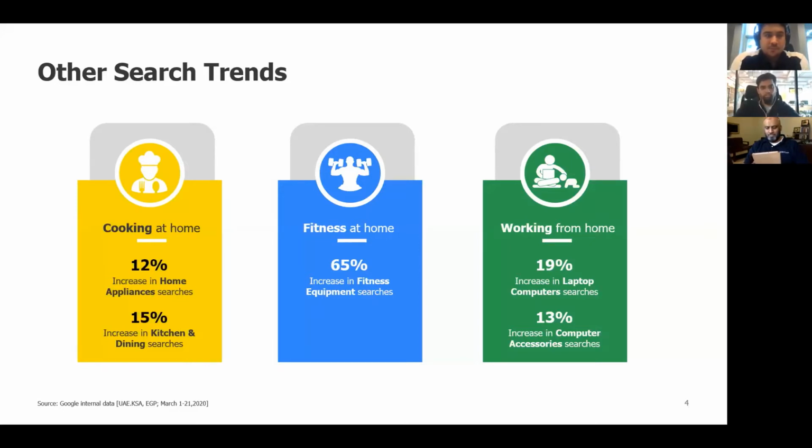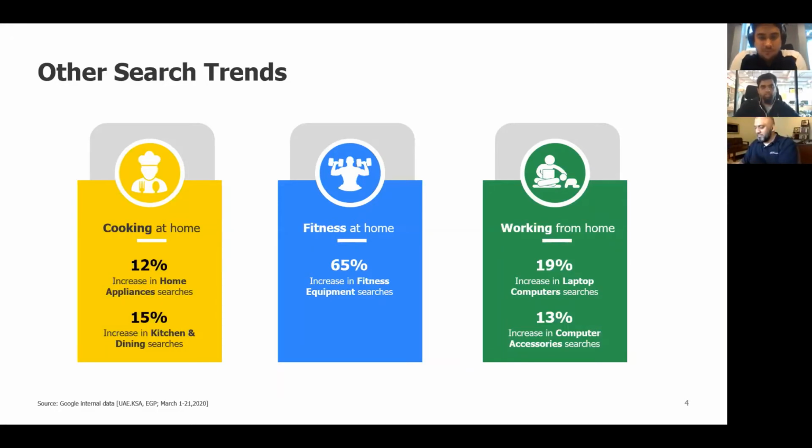So cooking at home sort of topic got a 12% to 15% increase. Fitness at home surprisingly got a 65% increase. And working from home related categories, which is, let's say, laptops, computers, and computer accessories got about 13 to 19%. Fitness, we would again go into more detail when we go to the noon story.